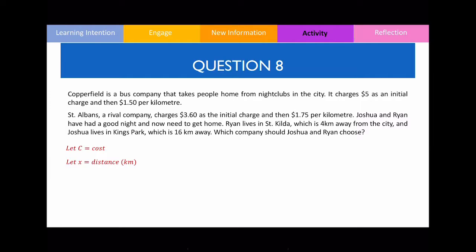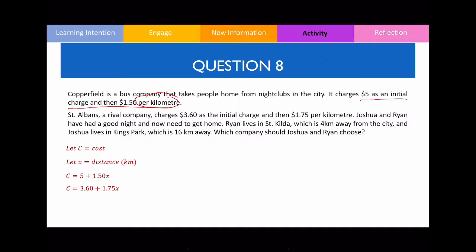Since this over here is the information to write the equation for the cost of Copperfield, it's going to be C equals 5 plus 1.5 per kilometer, because per kilometer means it's the rate, so that's the gradient in this case. And the equation for St. Albans is going to be 3.6 plus 1.75. Because both equations are already solved, I will use the substitution method and equate both equations together to solve my simultaneous equation.